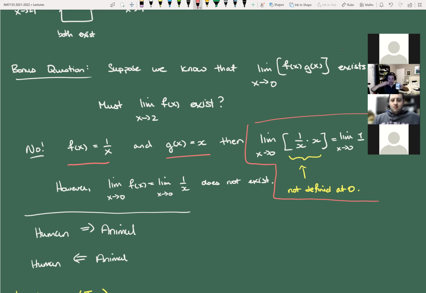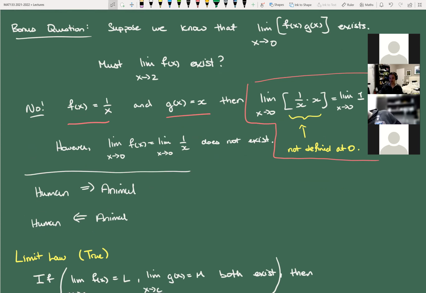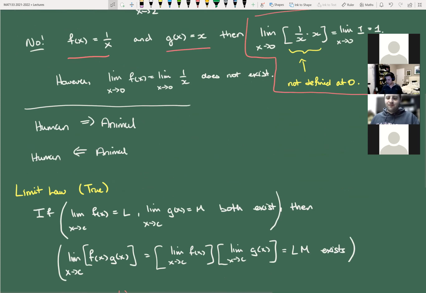And it's precisely because the bad behavior of 1 over x and x kind of cancel each other out, and so they do some nice things. Precisely because, again, the limit is not interested in what happens at 0, just near 0. And that's an important point.